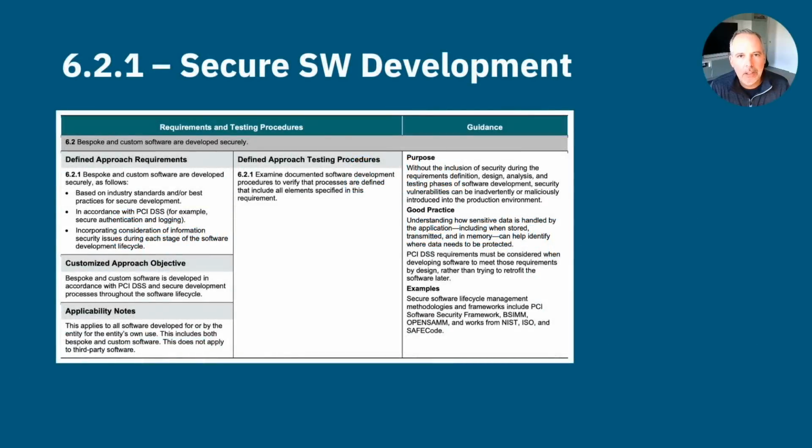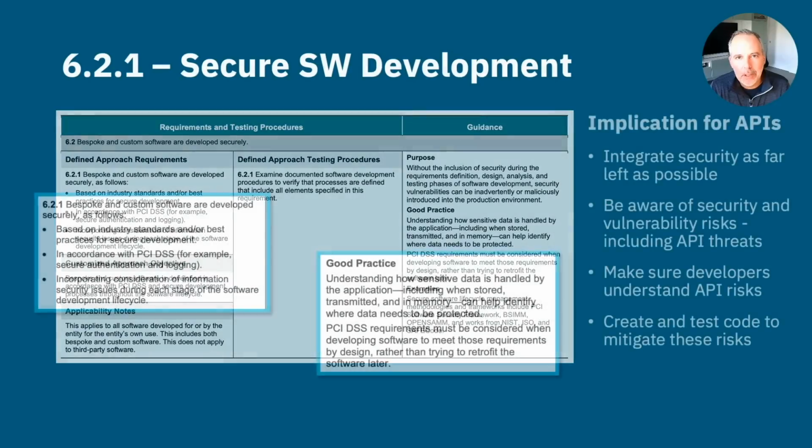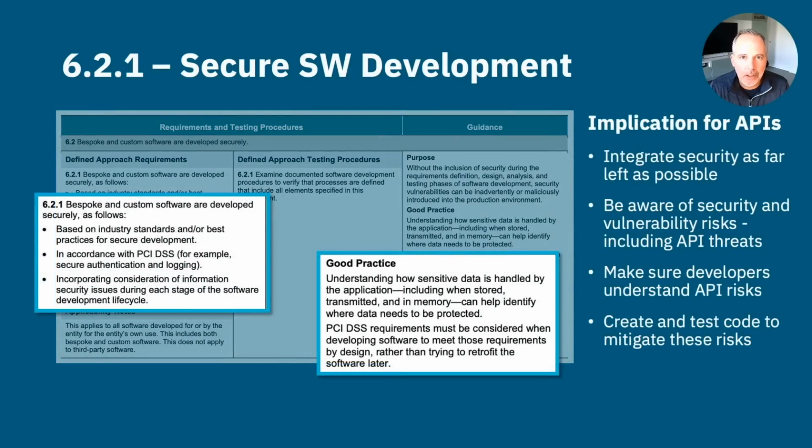Moving ahead to section 6.2.1, bespoke and custom software are developed securely as follows: based on industry standards or best practices for secure development, in accordance with the PCI DSS, and incorporating consideration of information security issues during each stage of the software development lifecycle. That's the requirement of 6.2.1.